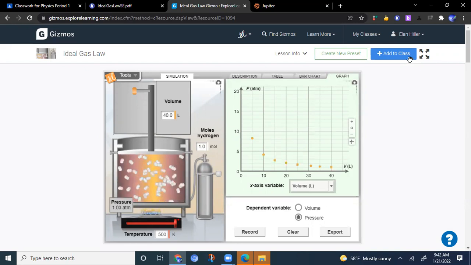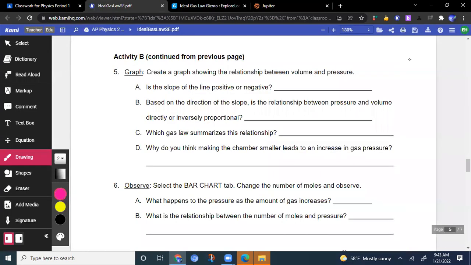Yeah, that's a negative slope, isn't it? That's a decreasing trend. So when I go to, is the slope of the line positive or negative? Based on the direction of the slope, is the relationship between pressure and volume directly or inversely proportional? They're inversely proportional.